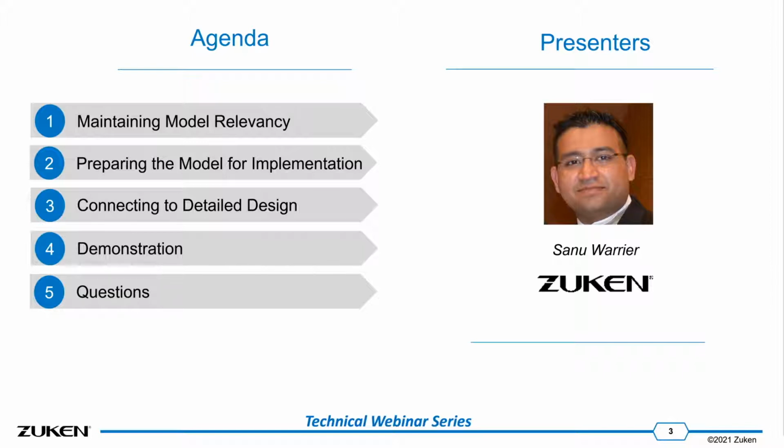My name is Sanu Warrior, and I'm excited to talk about the process to take a model from MBSE to detailed wire harness design. For the agenda today, we will discuss maintaining model relevancy, so the digital engineering model and keeping that model relevant through the product development process. We will then outline the main model preparation guidelines and also discuss the process and tools for connecting the MBSE model with detailed design. The demonstration will walk through transitioning the system model into detailed harness design, and then we'll open up the floor for questions.